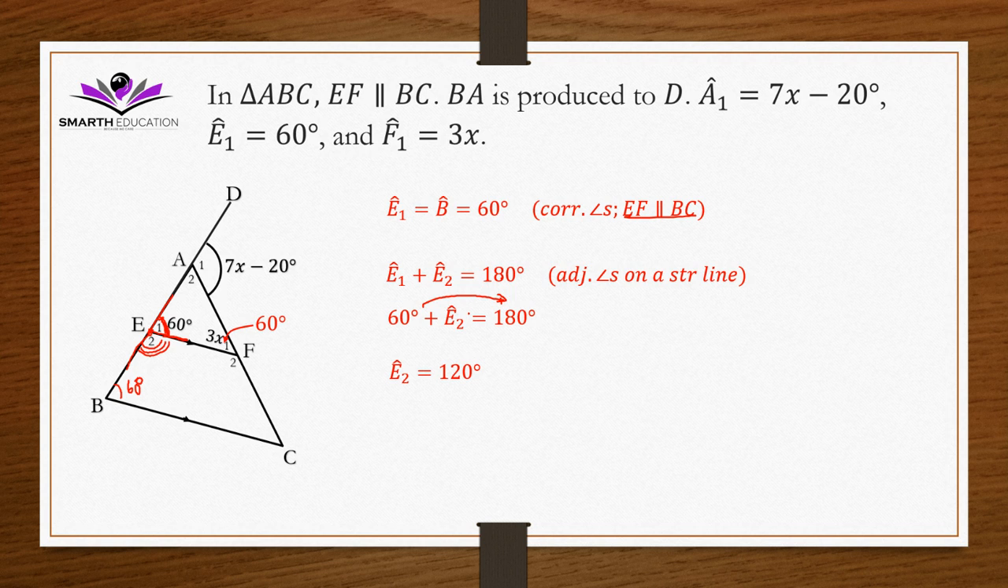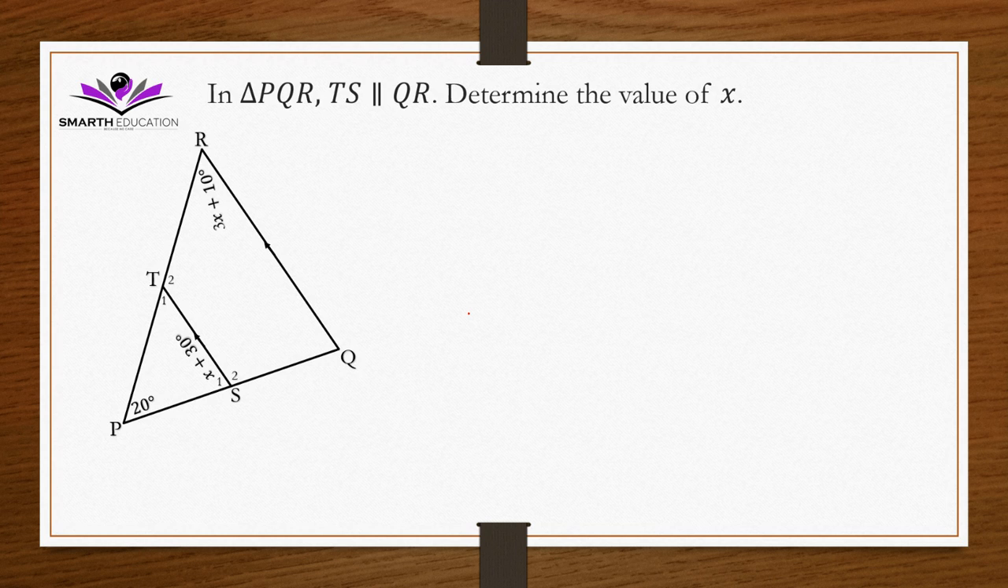Okay, let's do the last question. It's been a long one, so let's do the last question. In triangle PQR, TS is parallel to QR. You can see that. Determine the value of x. Okay, you can pause the video here and try to do this on your own.